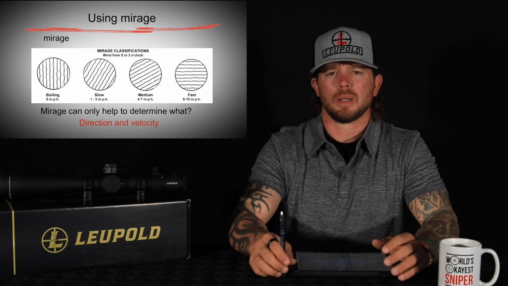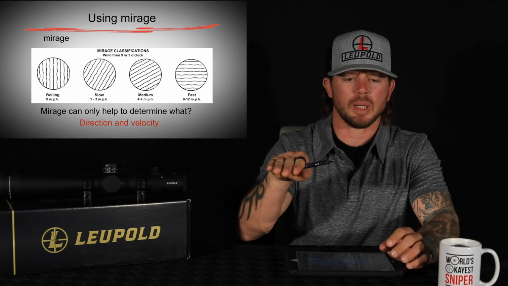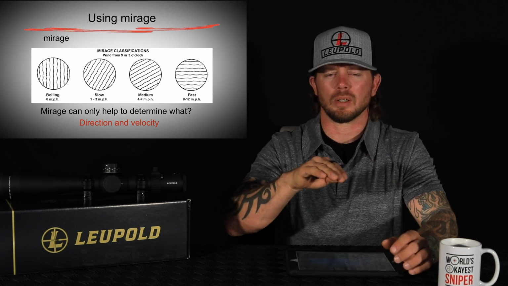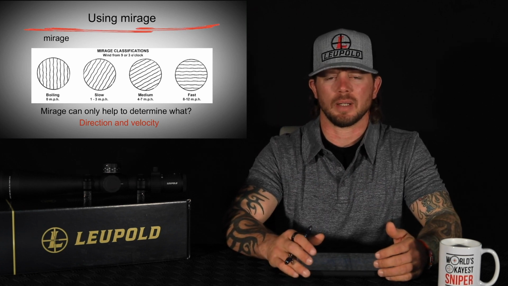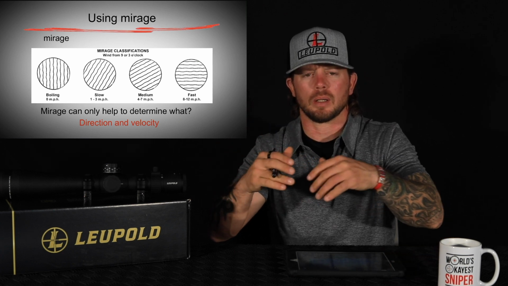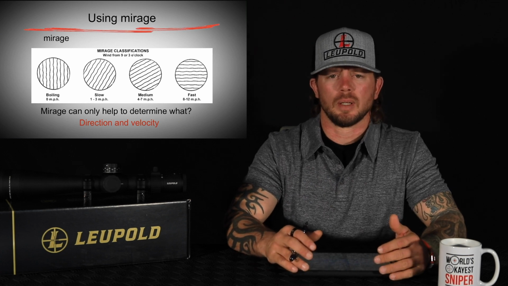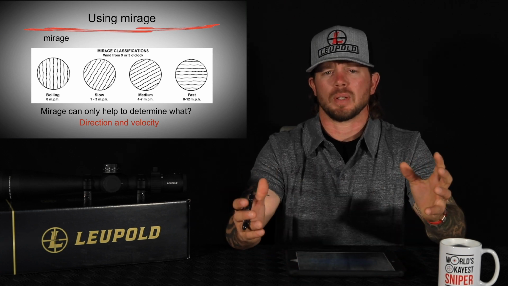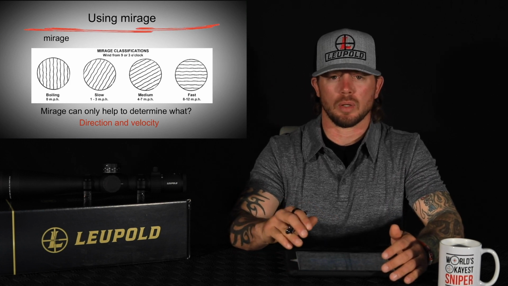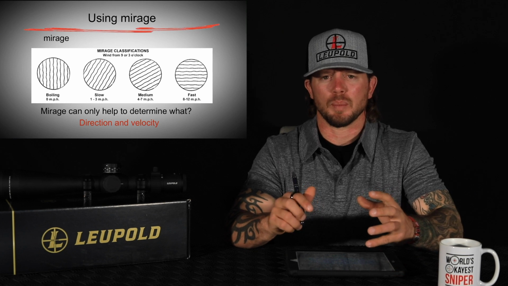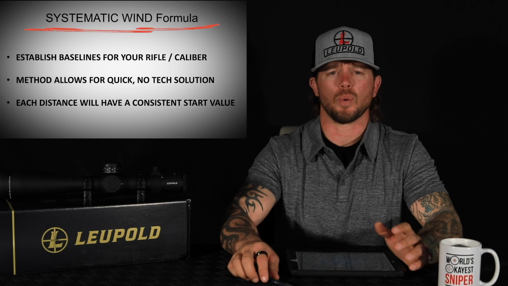Now how to pick up Mirage. It's not always easy, but looking at objects that have some type of horizontal or linear edge to it will help you distinguish what those waves are doing, right? You'll see it coming off, you'll see it moving this way, a car hood, target, the top edge of a square target, target frame that's holding a target. All of these things can help you see Mirage. If you're using that horizontal bar, it's going to give you a little bit better chance of seeing what's actually happening. So here's the systematic wind formula, right?